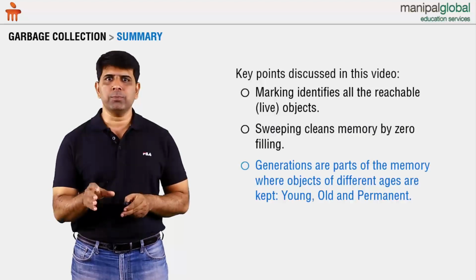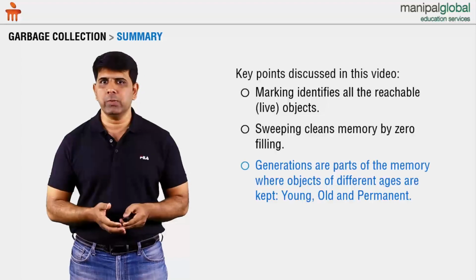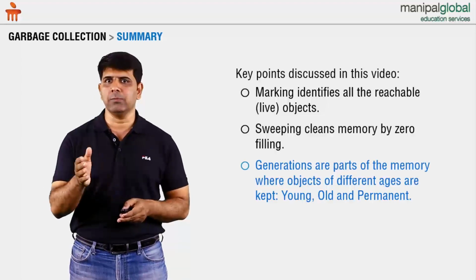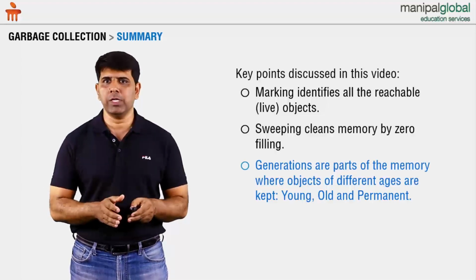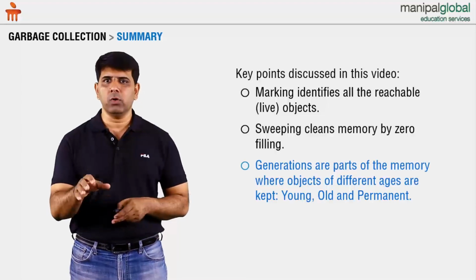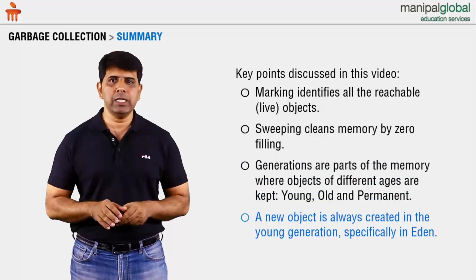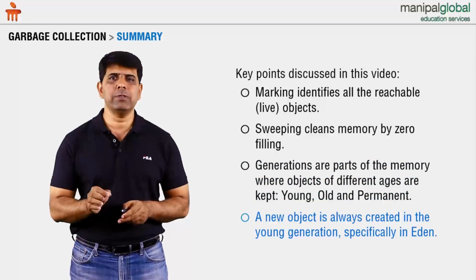Now since there were some problems in the traditional mark sweep compact, generational GC was introduced where generations are nothing but parts of the memory where objects of different ages are kept. There is a young memory, there is an old and permanent. A new object is always created in the young generation, specifically in Eden.